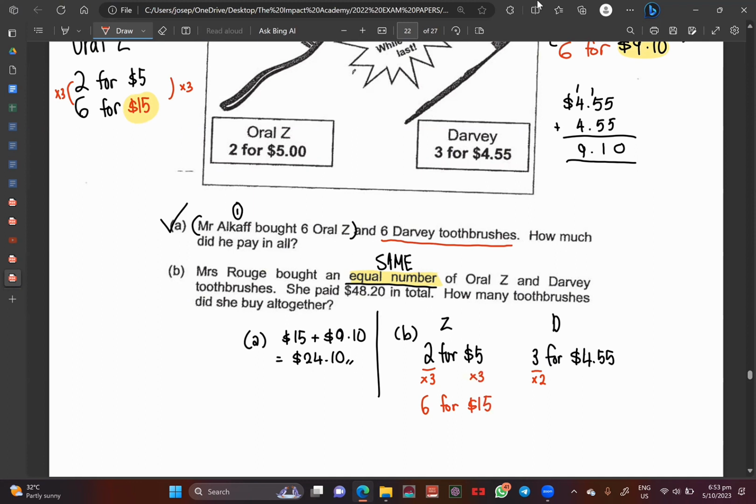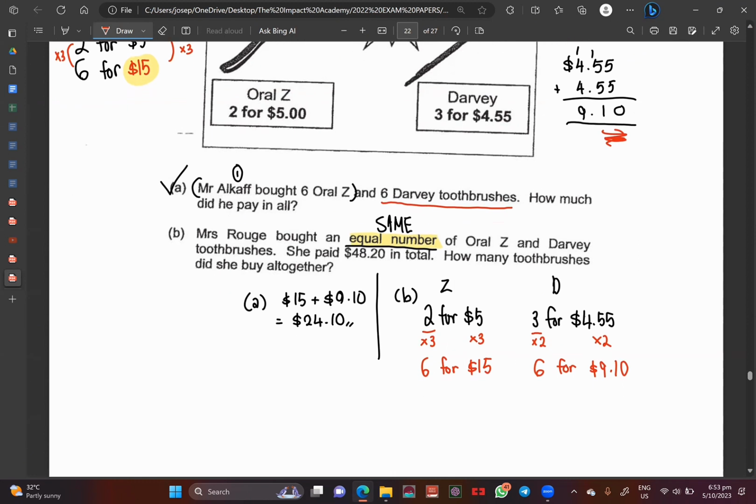Yeah, so we say 6 for $15. You all understand so far? Then over here, 6 for... you times 2 over here as well. Correct or not? You times 2 over here to the $4.50, which we have already learned just now, right? It's over here. Correct or not? $9.10. Understand so far? Alright, awesome. So we call this our one group. All of you say one group. One group. Understand so far?